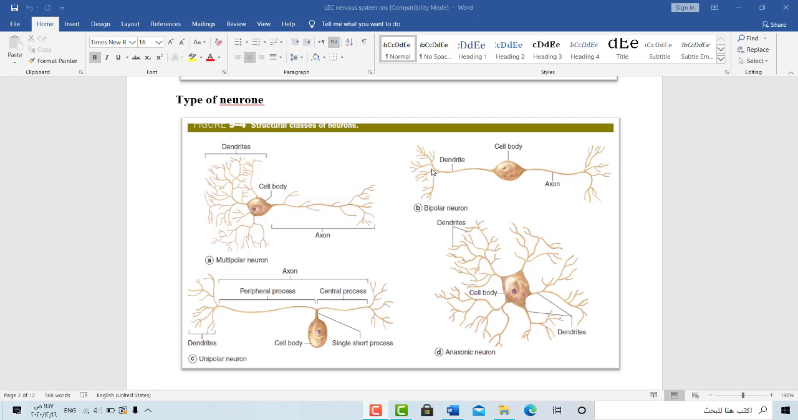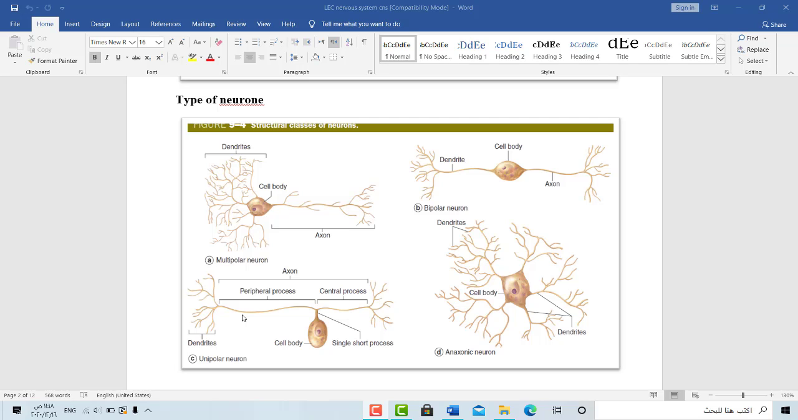Also, the bipolar neuron, where there are two poles from the cell body, the axon and the dendrites. The dendrites become one and the ending is divided. Also the axon. This is found in the eye, in the retina, also in other organs, in the nasal cavity.